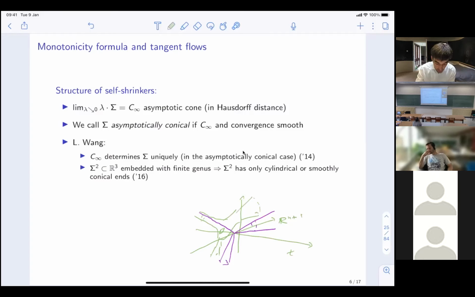I guess you have all seen this. The only embedded ones are the round circle and the line. There's nothing else. There are some non-embedded ones, the immersed ones you have seen, but these we don't need to think about because they're immersed. So this means you look at the tangent flow, and the tangent flow splits a line, and the cross section is either a line or a circle. This is the case when the cross section is a circle.